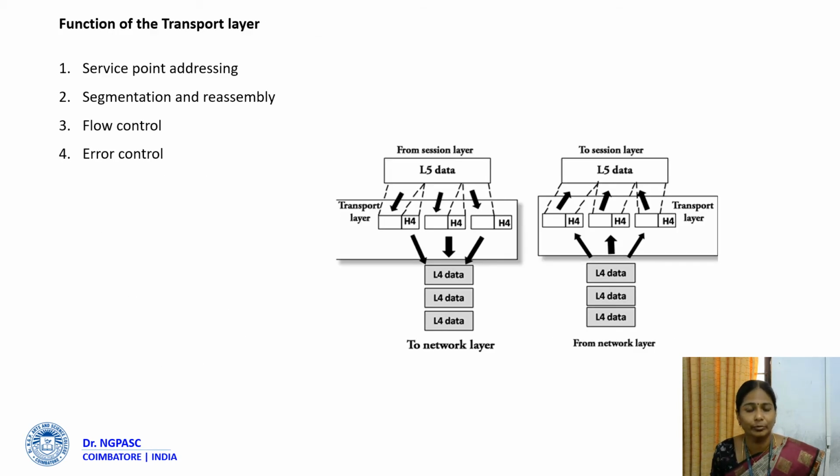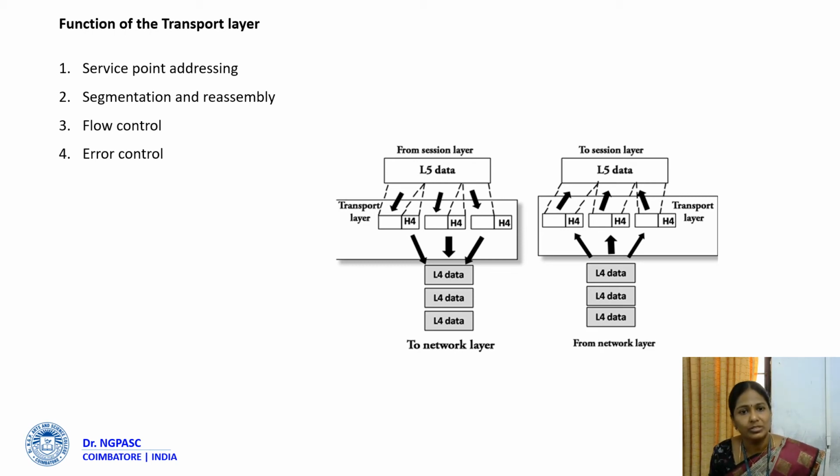Next, we move to the functions of the transport layer. The various functions of the transport layer are service point addressing, segmentation and reassembly, flow control, and error control. Flow control and error control are already present in the data link layer, so the repetition of these two concepts in the transport layer is a main disadvantage of the OSI model.